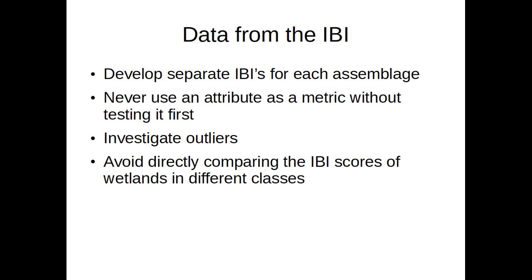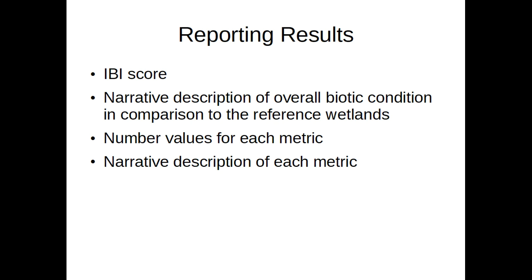Avoid directly comparing the IBI scores of wetlands in different classes. IBI scores should be calibrated for each wetland class as defined by the classification system used. Perhaps the greatest benefit of an IBI is that it summarizes and presents complex biological information in a format that is easily communicated to managers and the public.